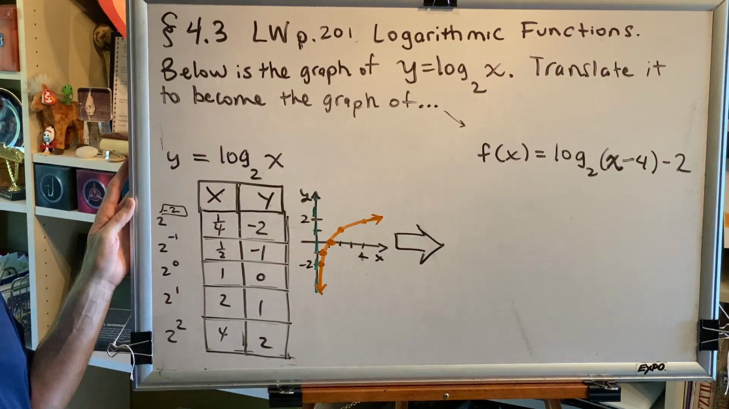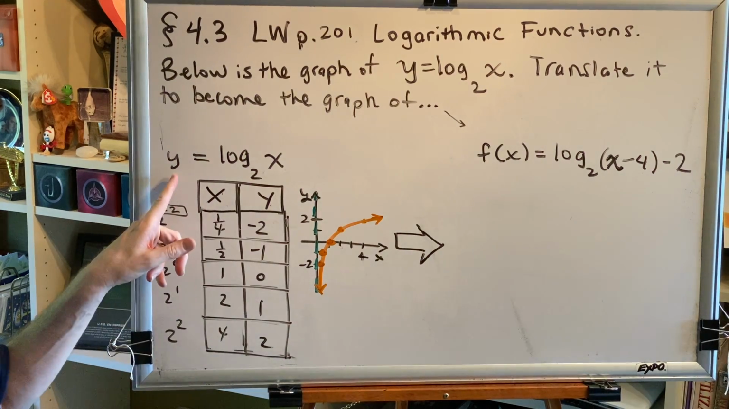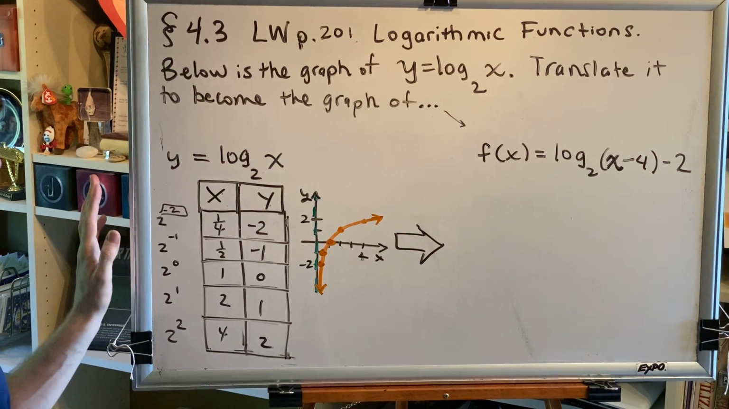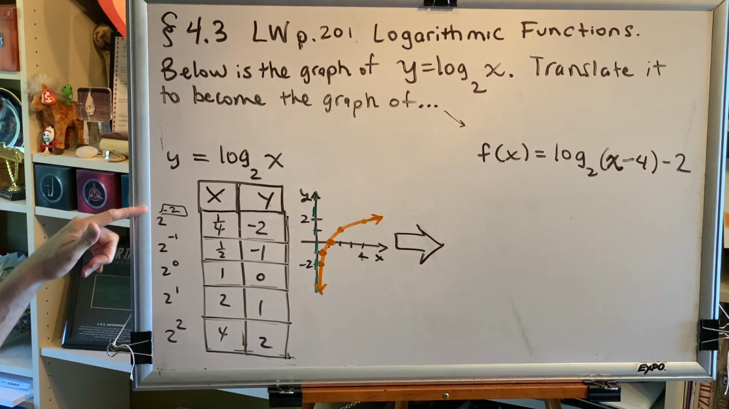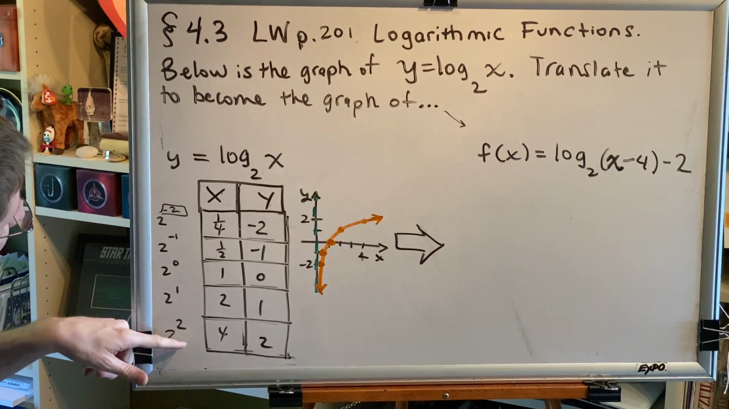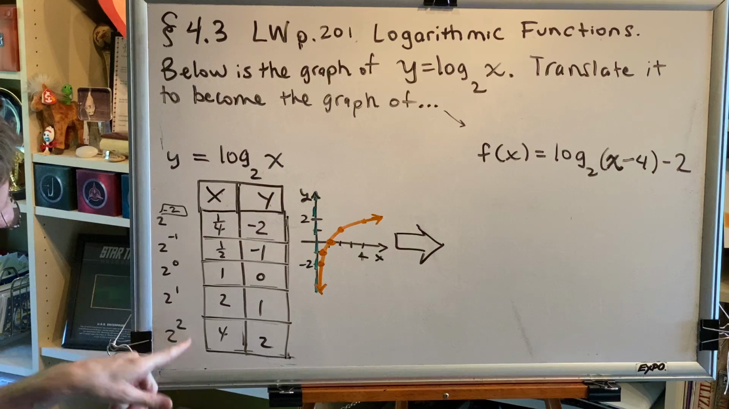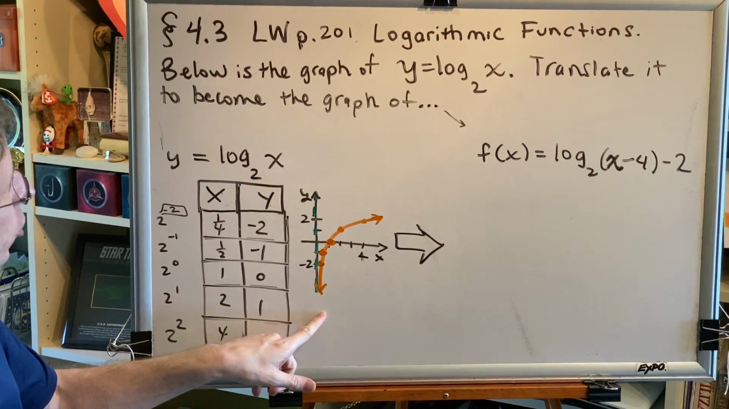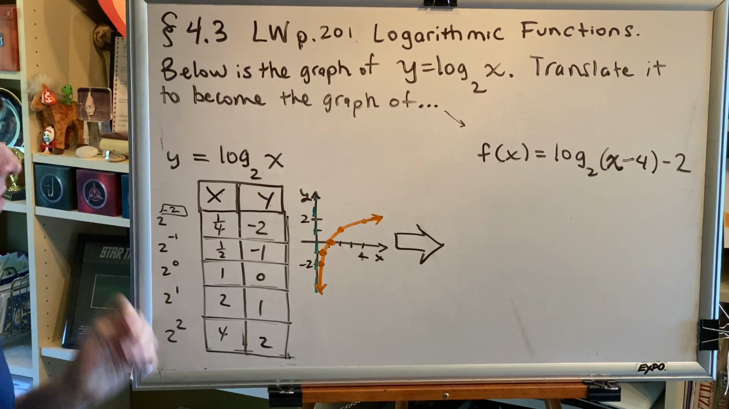Okay, this is clearly a transformations problem, and our parent function is given to us as y equals log base 2 of x. We've actually looked at this graph in a previous video. We came up with the x values by raising the base 2 to different integer powers, which gave us these values of x. And then the y values are the integer powers that we selected. Here's the graph, logarithmic with a vertical asymptote at the y-axis.